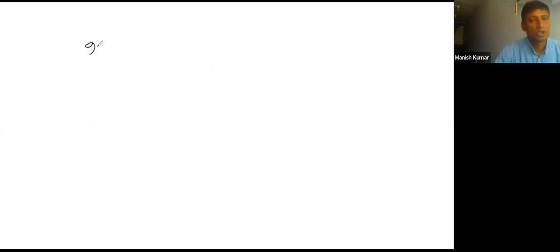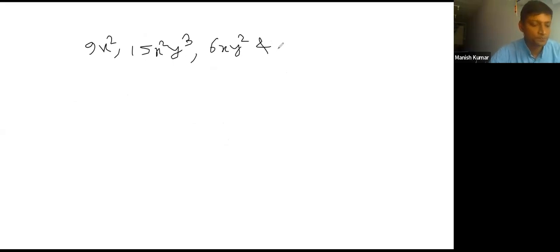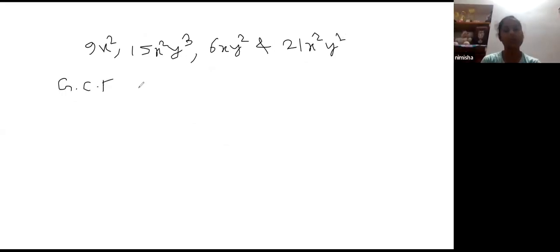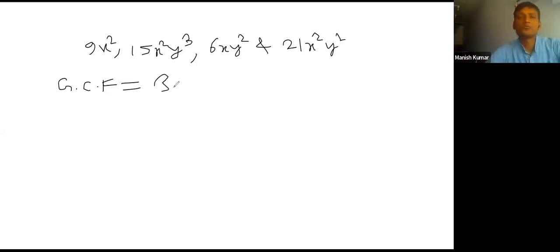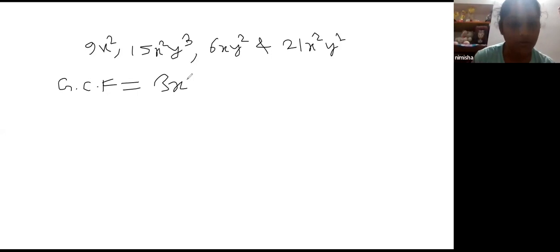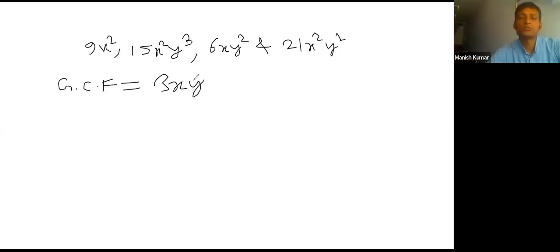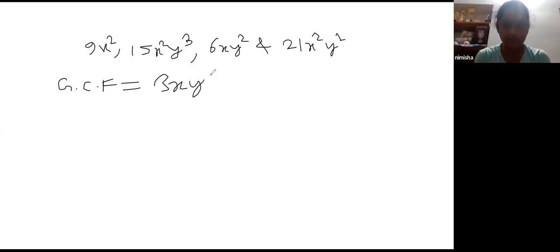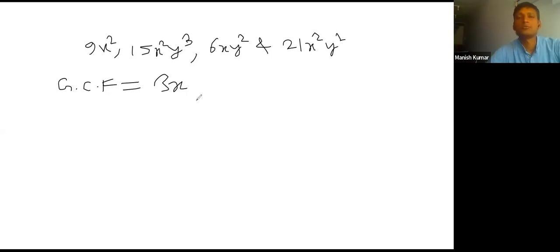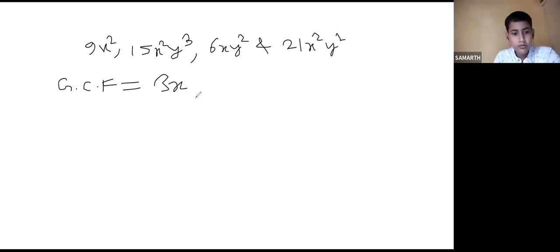Next one, Nimisha: 9x square, 15x square y cube, 6xy square, and 21x square y square. So first, 3 is common. Good. Then x square is common? No, sir, x is common. Then y square? No, sir, y. Only 3x. Samarth, is it right? Yes, sir. Good. Okay, so this topic is understood.